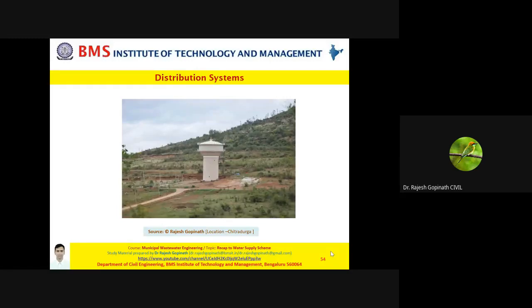You know very well that when it comes to distribution, you have continuous system of supply and intermittent system of supply, and you also have learned about your mode of pumping, that is depending on the relative positioning of the water source and the residence. You can have a gravity system, you can have a pumping system, or you can have a dual system. All this was learned by you in the previous semester.